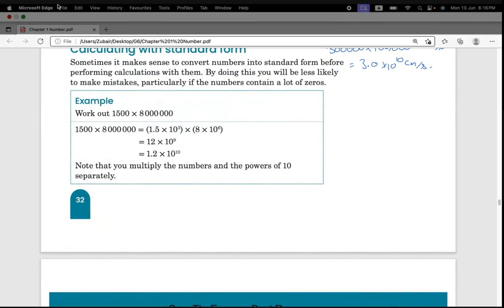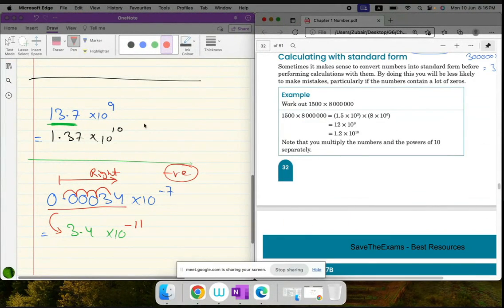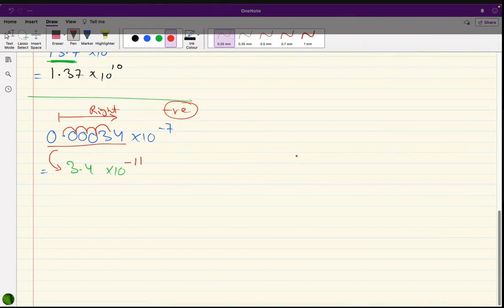Okay, now this is the part which we need to understand. Addition, subtraction, multiplication, and division in standard form. And we've already done indices. They will be used. For example, I'm going for multiplication and division first. That is the easy part.